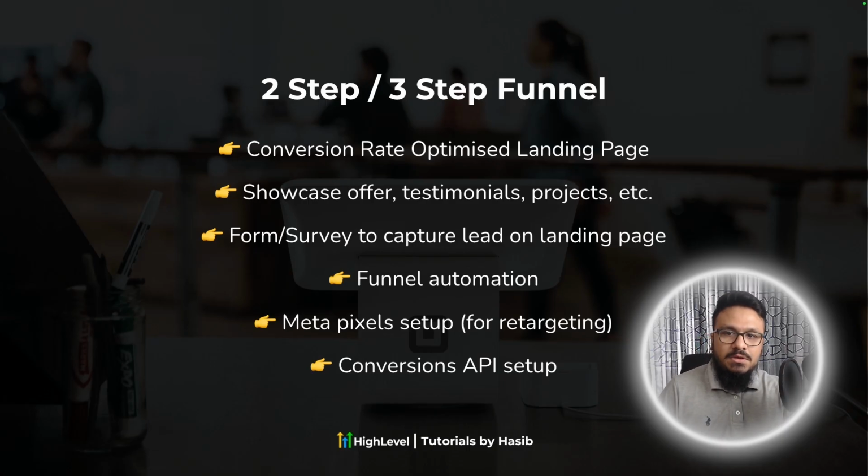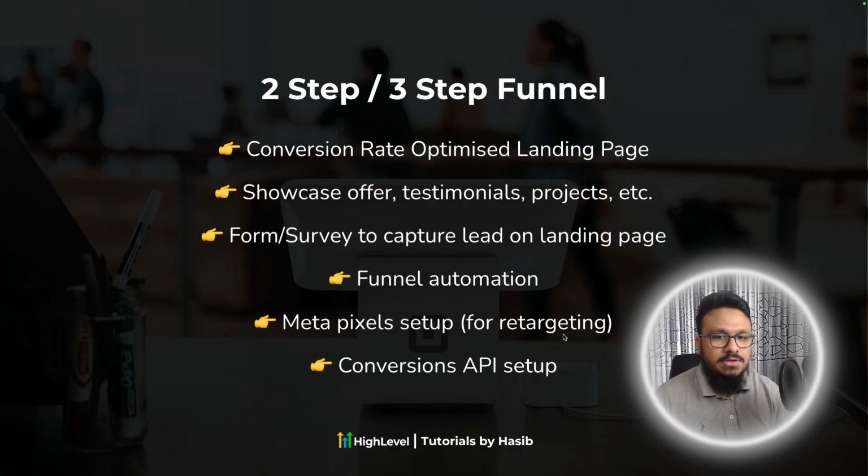Now, coming back to our items, we now have a conversion rate optimized landing page. We are showcasing our offer, testimonials, projects, galleries, and all that stuff in the landing page. We have a form in the landing page to capture leads, and we have some basic funnel automation setup as well. Now, the other two items are Meta Pixel setup on the funnel and Conversions API setup in the GoHighLevel workflows, which we will look into after we talk about the ad account setup.